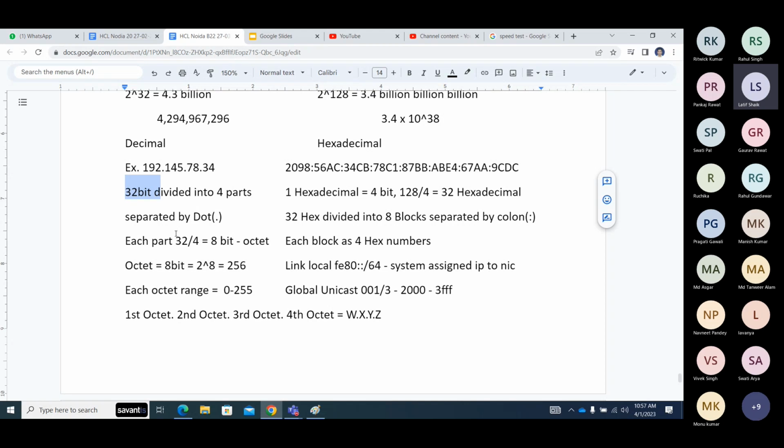So this 32 bit is divided into four parts, separated by dots. Each part is 8 bit, because in binary it is 32 bit in total. You divide it into 4, so each part is 8 bit, which we call an octet. The total value of an octet is 256, so the range is 0 to 255. We call the first part the first octet, then the second, third, and fourth octet. We can also represent it as W, X, Y, Z.